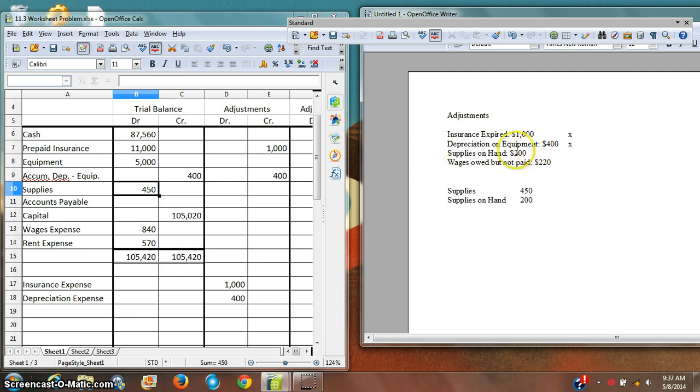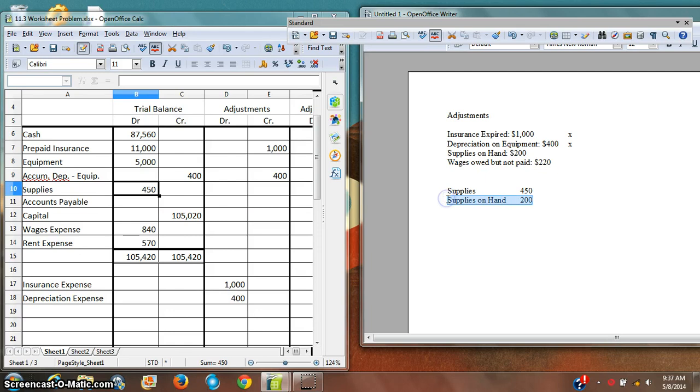This means that the supplies on hand, this is a key phrase here, watch for this. Supplies on hand, that means that at the end of the month, I went back into the back and did an inventory. I said, how many supplies do I have? And I counted $200 worth of supplies. This supplies on hand is not how much expense I have. This is not my expense. This is how much is left over.